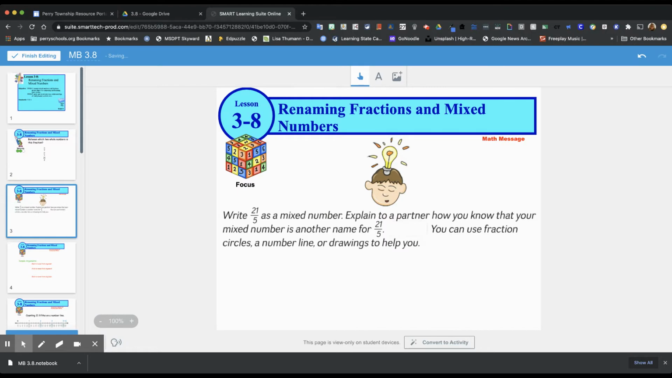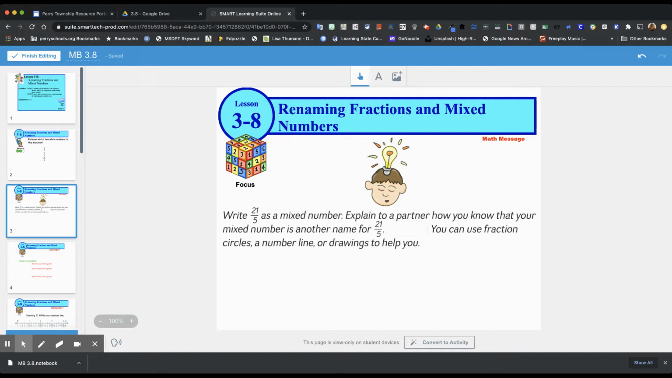Our math message today is to write 21 fifths as a mixed number. Because today, like we said, we're renaming fractions into mixed numbers, and we're renaming mixed numbers into fractions. So think about that division and what we've talked about in previous lessons, 21 fifths. And then, like we did yesterday, pause the video, explain to yourself, pretend you're talking to me, explain how you know that your mixed number is another name for 21 fifths.